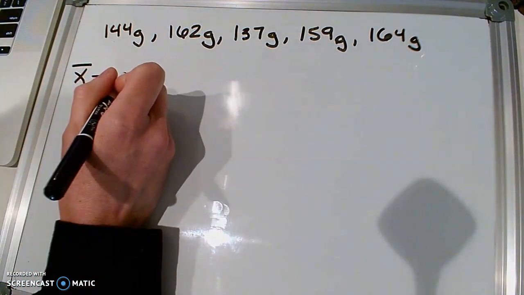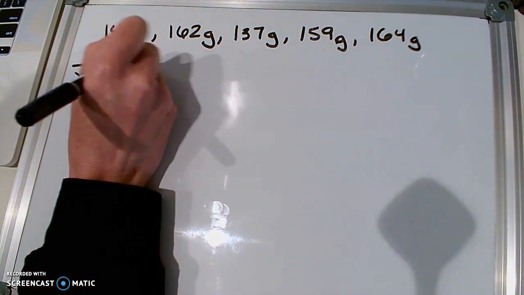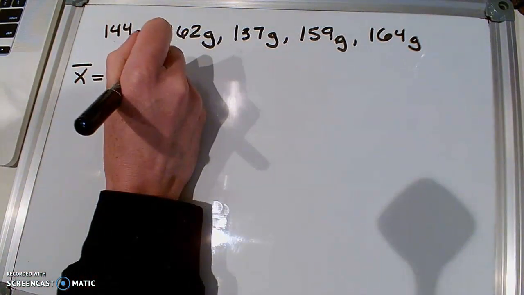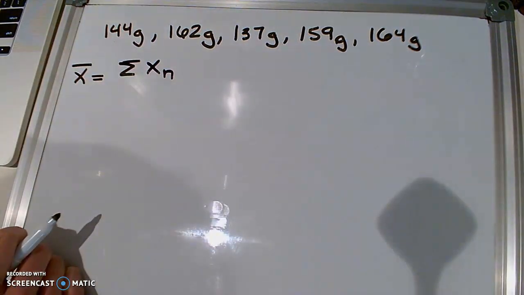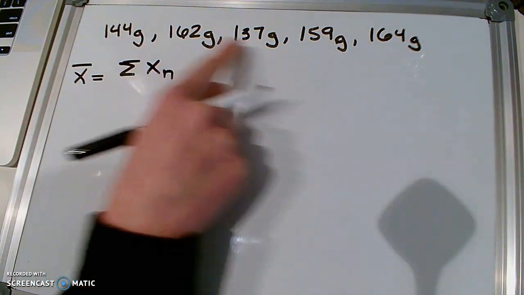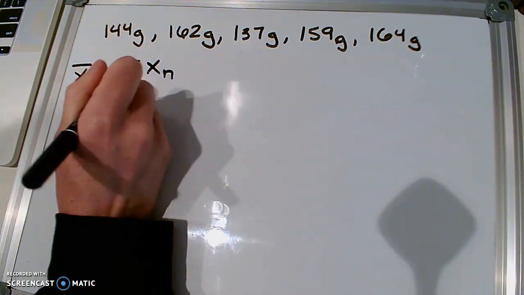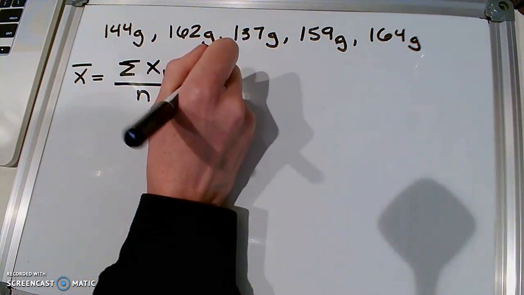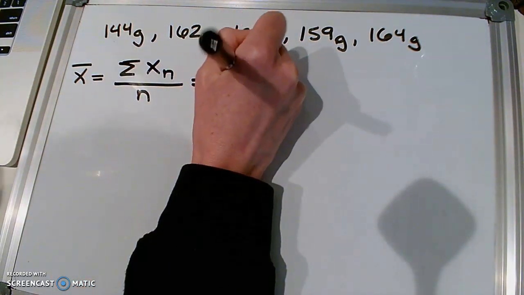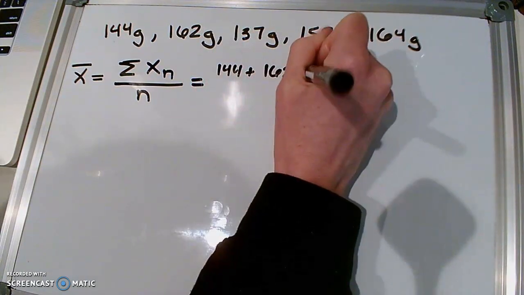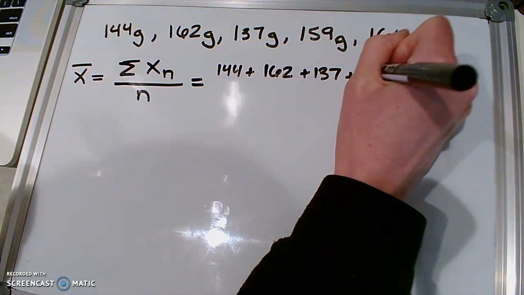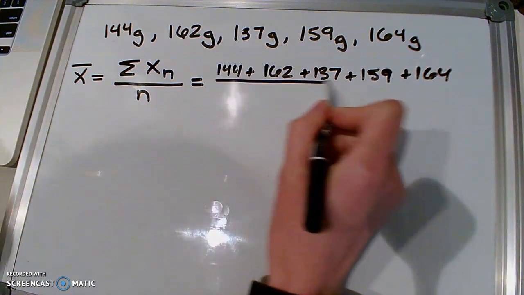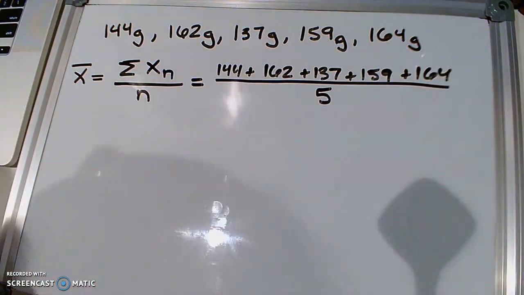In math language, this would look like this. We would sum, so that's the symbol for summing, all of our x values. So this would be x1, x2, x3, all the way to xn. And we divide that by n, which in this case is, again, 5. So that would look like 144 plus 162 plus 137 plus 159 plus 164, all divided by 5.